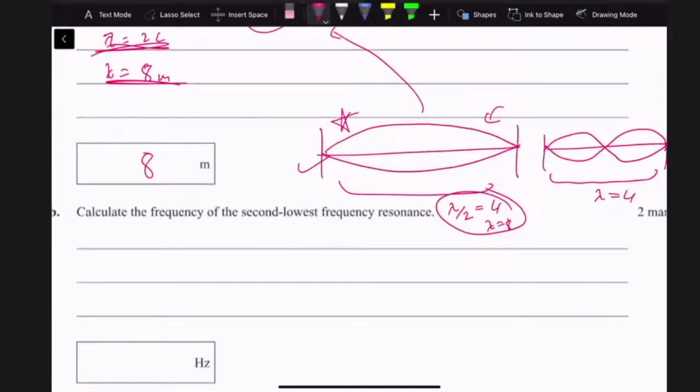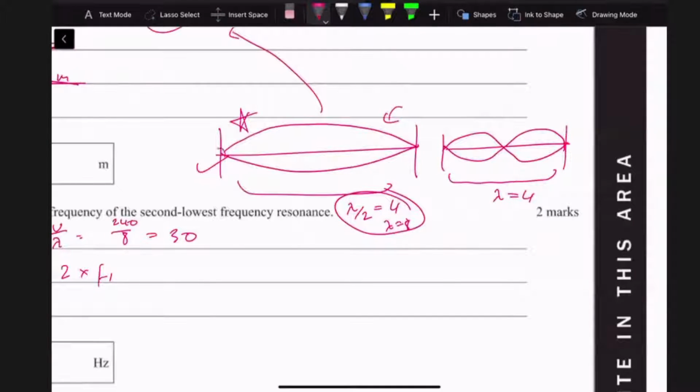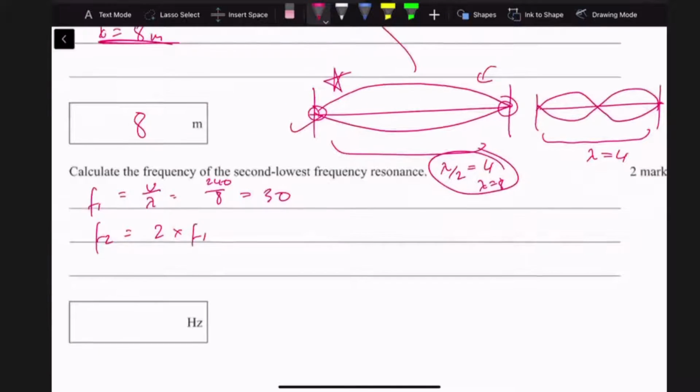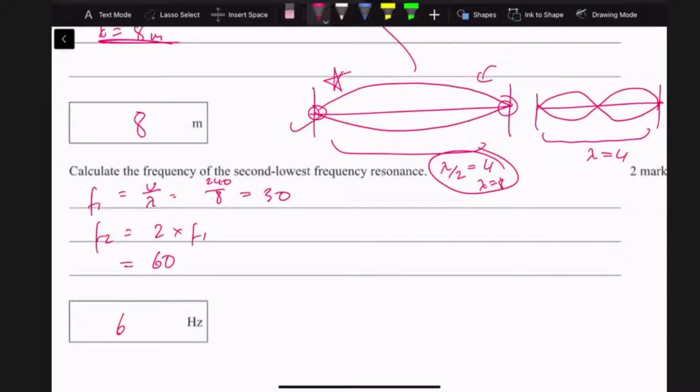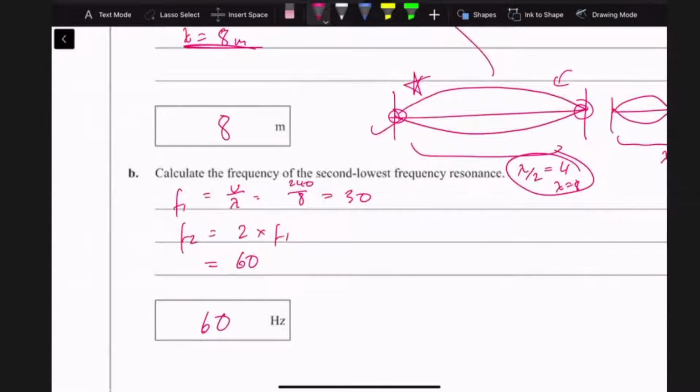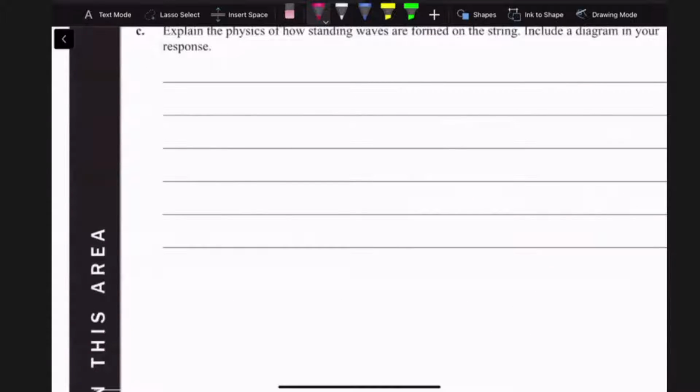So calculate the frequency of the second lowest. First we need the frequency of the first one. So that's v on lambda. So 240 on 8, which is 30. And then the second one is just twice the first one, because we have a string closed at both ends, so we don't only look at the odd ones. So that's 60. So the next question is to explain the physics of how standing waves are formed on the ring.